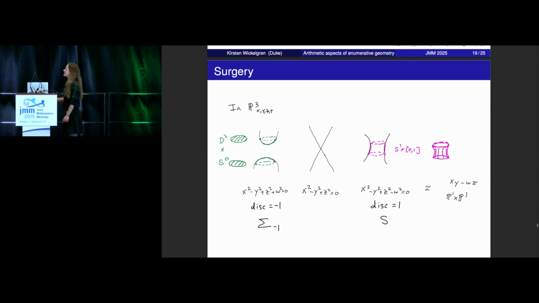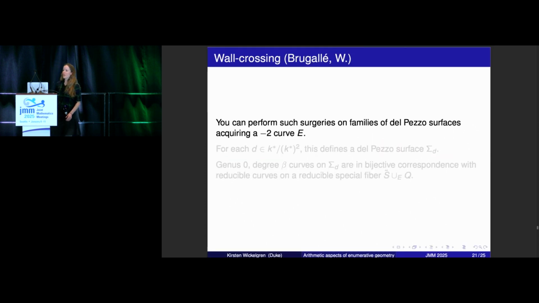So you can take one del Pezzo and perform a kind of surgery if you have a family of del Pezzos that acquires a minus 2 curve. You can perform a kind of surgery that takes the S naught times D2 to the S1 times D1.